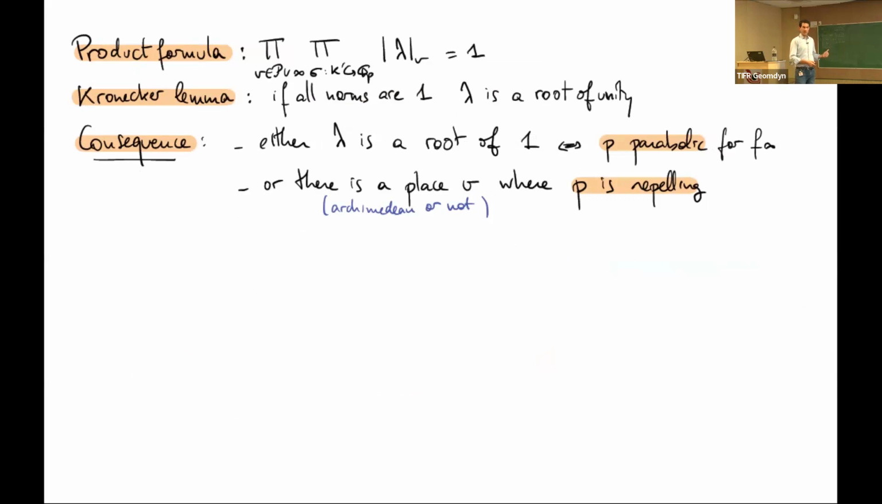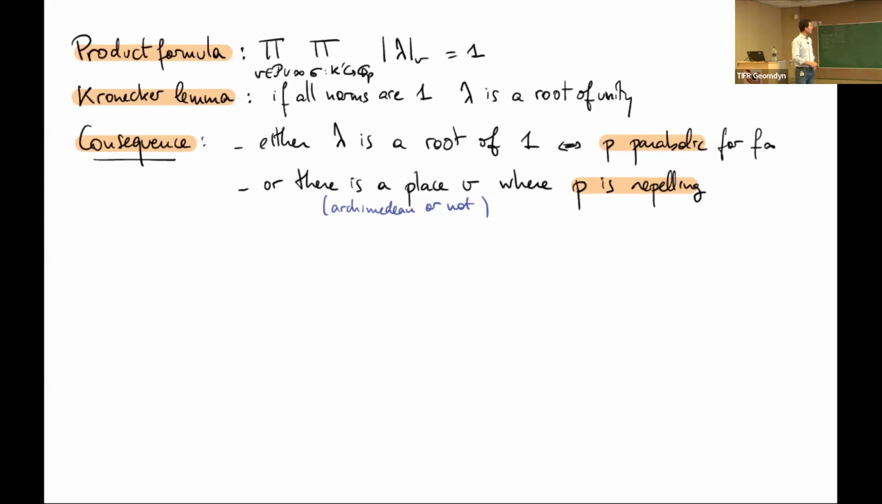That's the so-called product formula, that's fact 1. And second, there is the classical Kronecker lemma, which says that if all the terms in this product are equal to 1, then lambda is a root of unity. So it's basically the same result as the fact that points of height 0 are roots of unity. Now if you look at these two facts, remember lambda is the multiplier of my fixed point, then not all these terms can be smaller than 1 if lambda is non-zero.